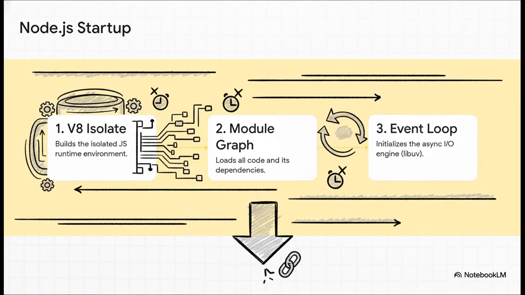So it turns out Node has this really rigid three-step startup process. First, it creates something called a V8 isolate. Then it resolves the module graph, and finally, it initializes the event loop. The key thing to understand here is that all three of these are synchronous and blocking. The entire world stops until they're finished.